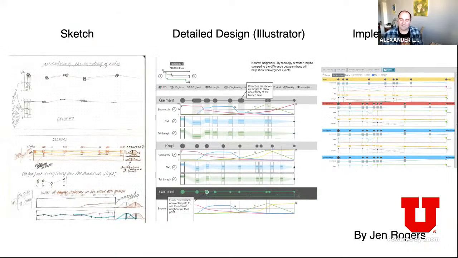And then this is a more recent one where we did an evolutionary biology design study. We started out with hand sketches and then did much more detailed designs in Illustrator, and then eventually implemented something that looks fairly similar to the detailed design, but not completely. There's of course always, when you start working with real data in the real context, something you forgot about.